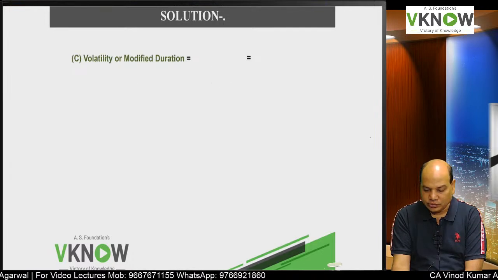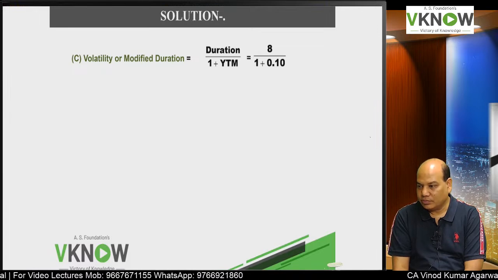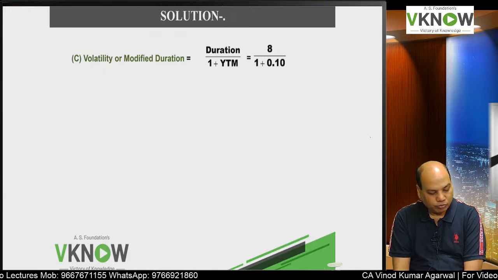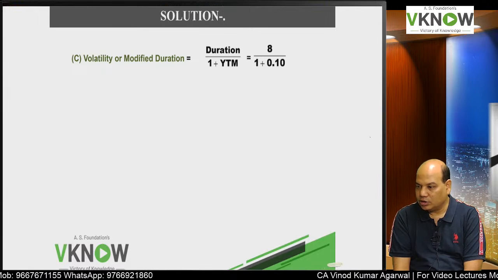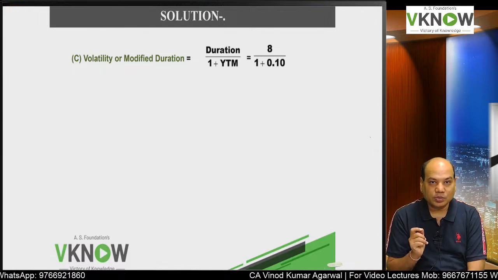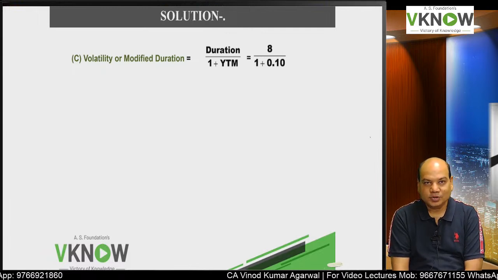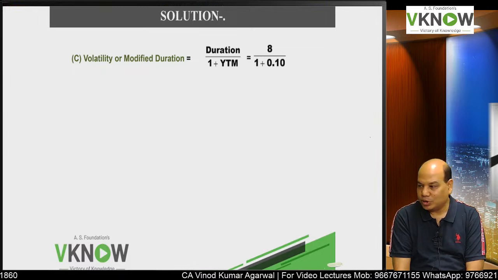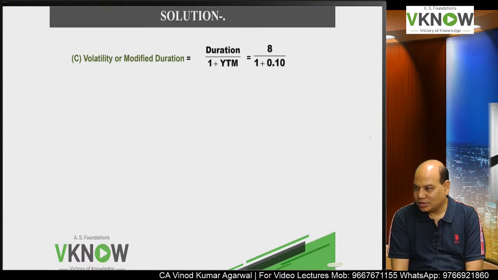Now the next question is, what is modified duration? So write down answer C. Volatility or modified duration. If they ask what is volatility, also do the same thing. Volatility or modified duration is duration upon 1 plus YTM. Duration is 8, YTM is 10%, 8 upon 1.10. What is the answer? Yes, please answer.